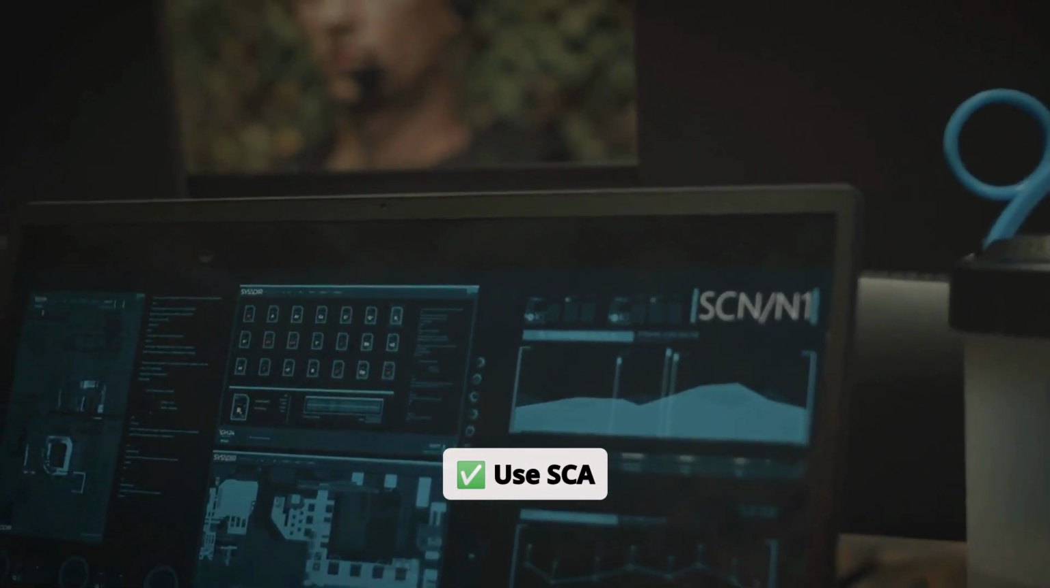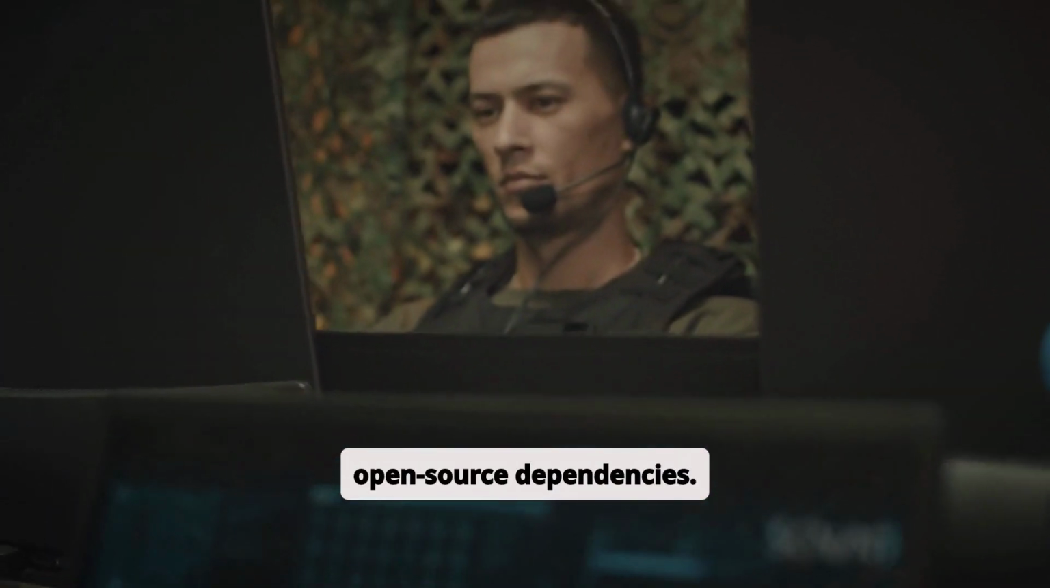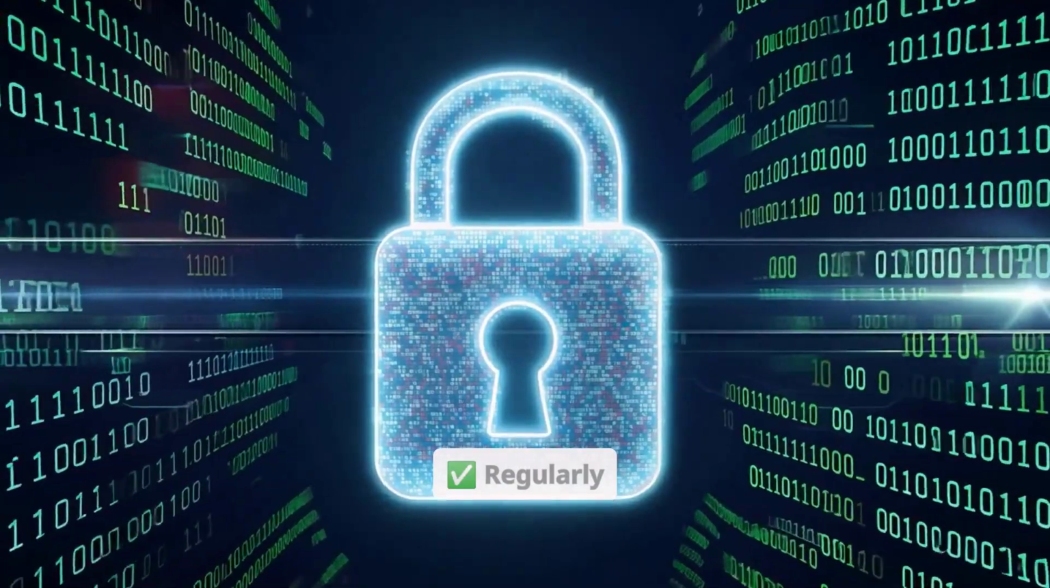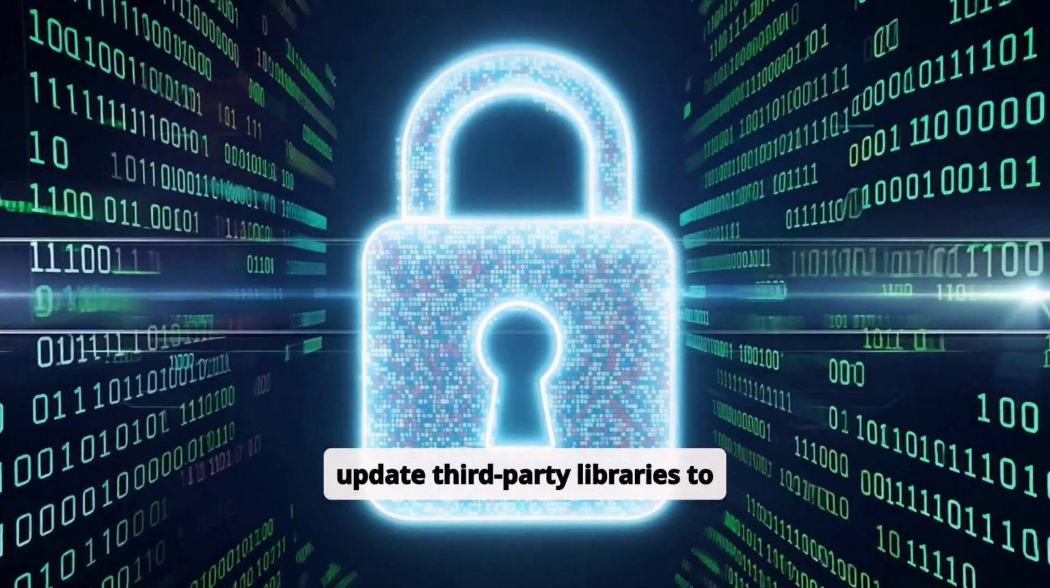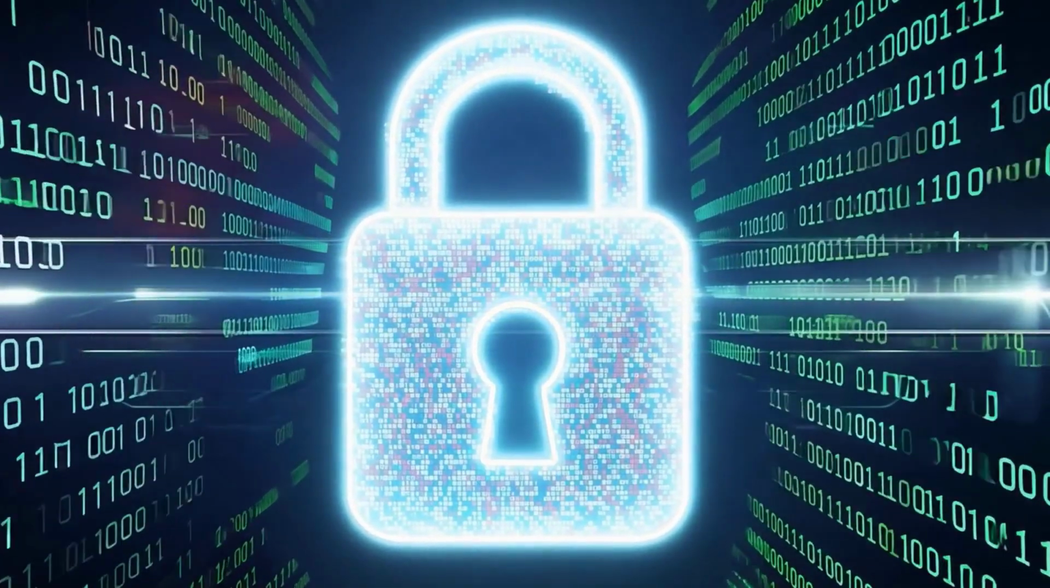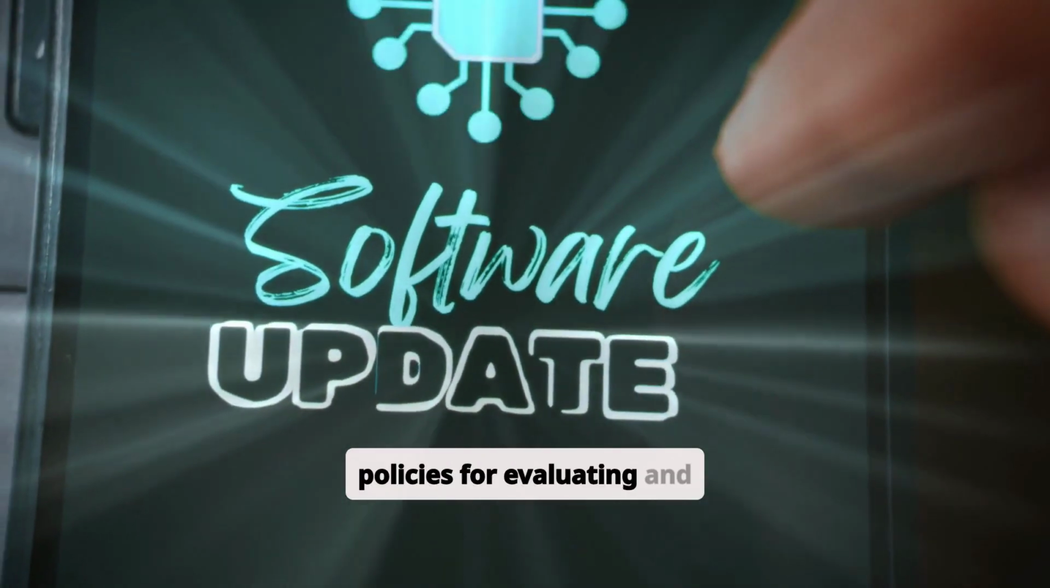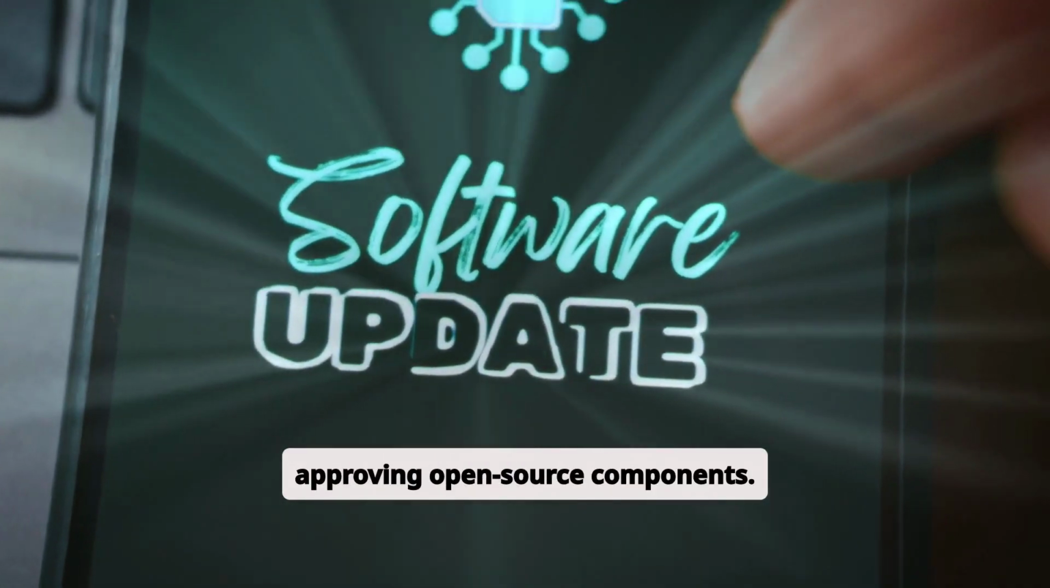Use SCA tools to track and monitor open-source dependencies. Regularly update third-party libraries to fix security vulnerabilities. Establish policies for evaluating and approving open-source components.